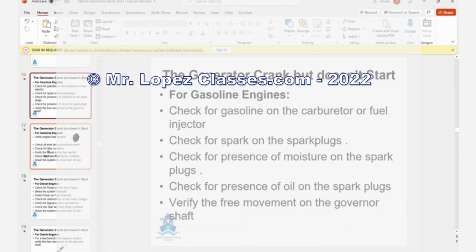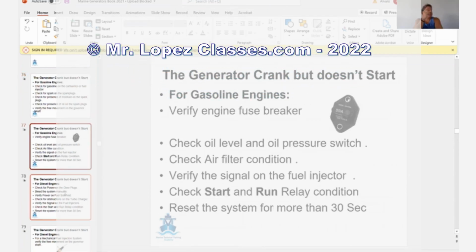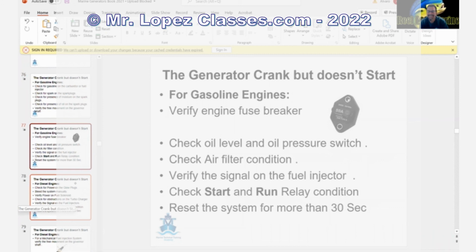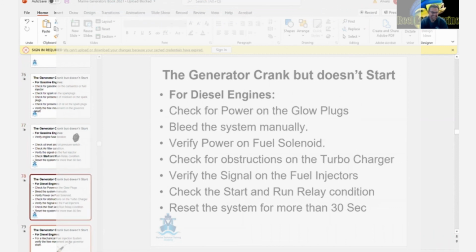When do we start working on engines? Well, you've got to get through this first. You've got to pass this class.